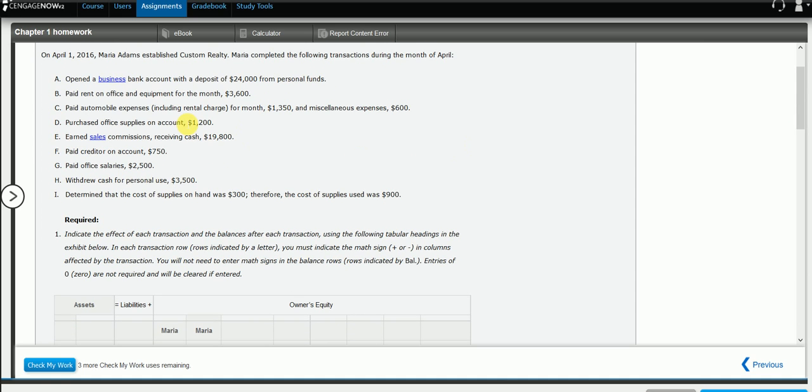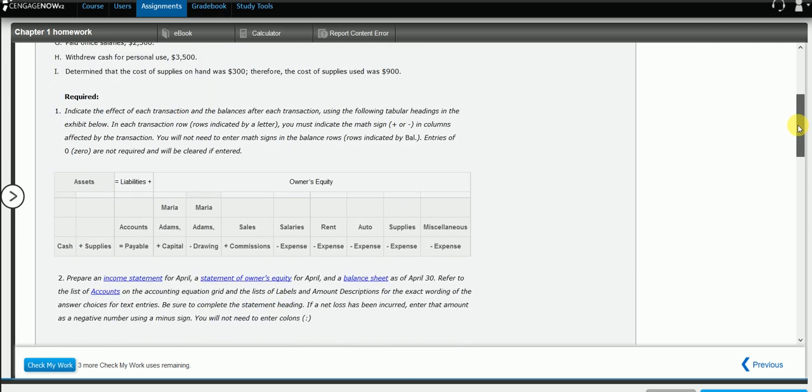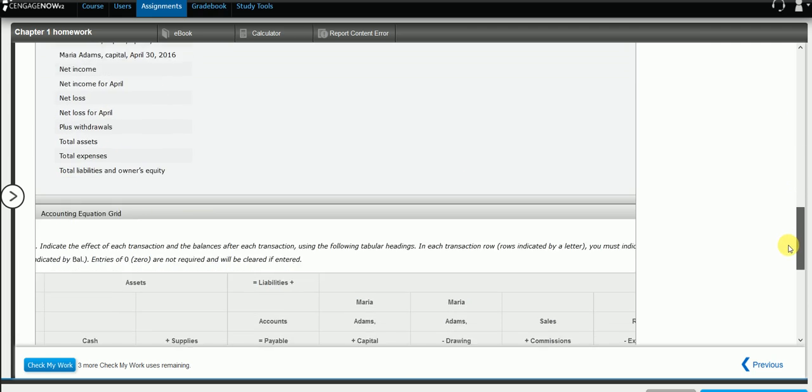She paid rent on office and equipment for the month, $3,600. Alright, so the two accounts affected: cash is going down, and the other account affected is rent expense. Anytime you're paying rent on something that you're renting, office space, equipment, whatever, that is rent expense. So, it's $3,600. Let's record that.